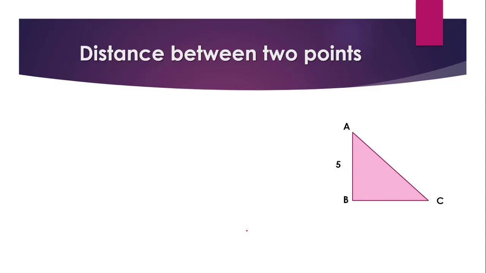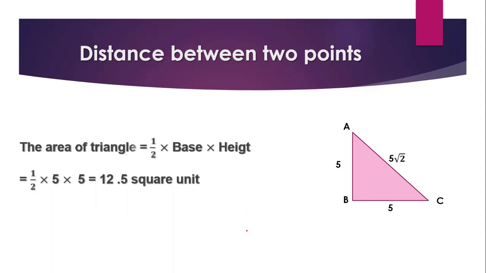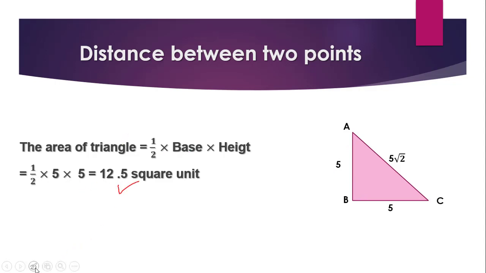I want to calculate the area. We said that the area of a triangle equals half times base times height. The base here is 5 and the height also is 5, so half times 5 times 5, which is 12.5. This is the rule of the area of a triangle. We have the base 5 and the height 5, so half times 5 times 5 equals 12.5 square units.